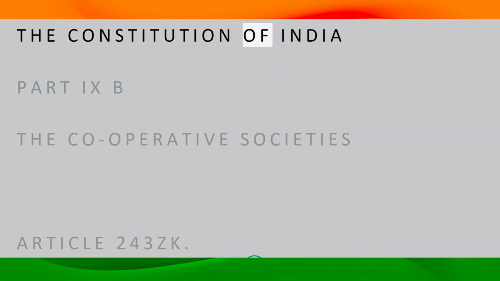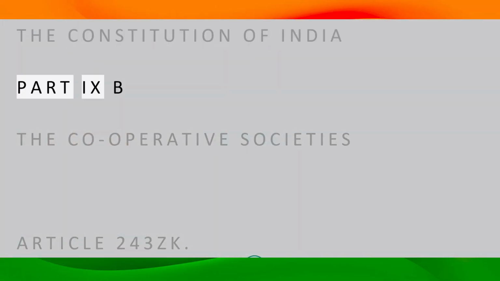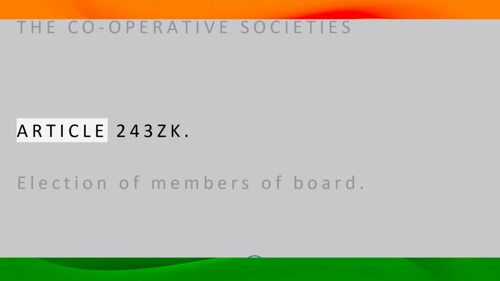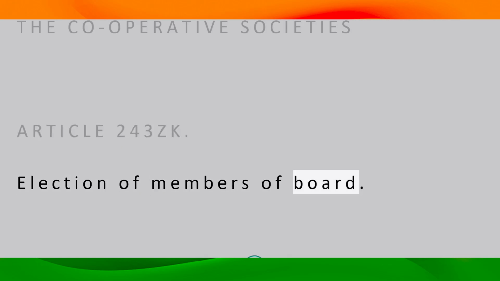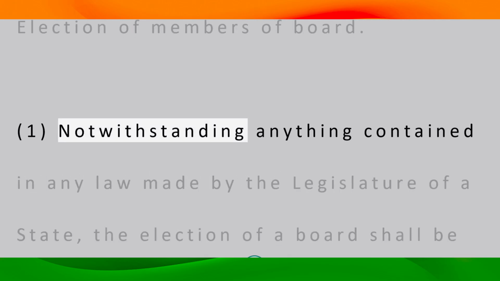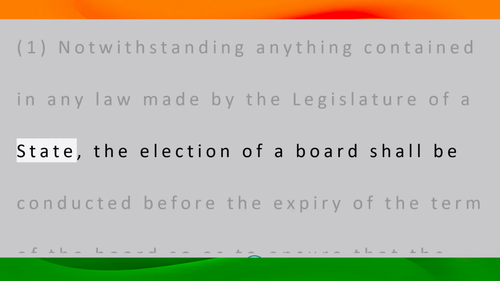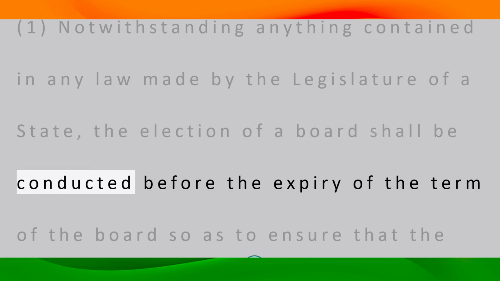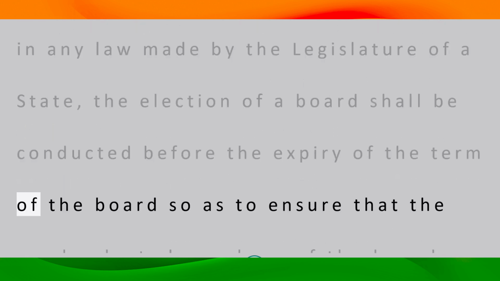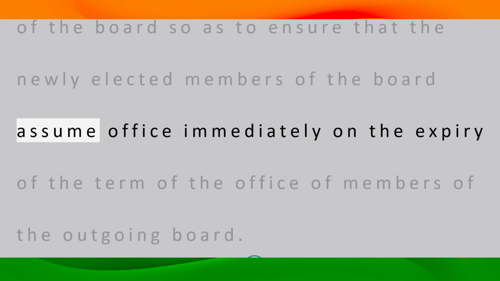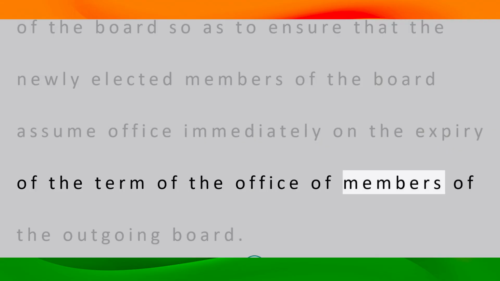The Constitution of India. Part 9B. The Cooperative Societies. Article 243ZK. Election of members of board. 1. Notwithstanding anything contained in any law made by the legislature of a state, the election of a board shall be conducted before the expiry of the term of the board so as to ensure that the newly elected members of the board assume office immediately on the expiry of the term of the office of members of the outgoing board.